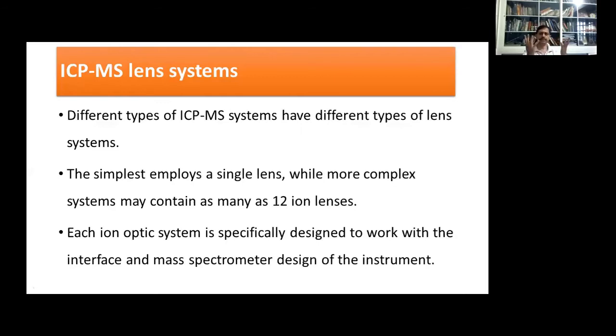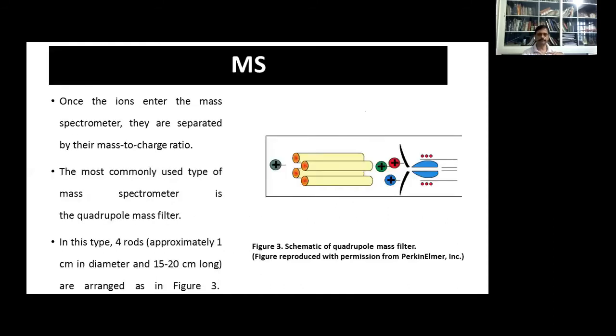Different types of ICP-MS systems have different types of lens systems. The simplest type of instrument employs a single lens, while more complex systems may even contain up to 12 ion lenses. Each ion optic system is specifically designed to work with the interface and mass spectrometer design of the instrument. Just observe this diagram, figure 3.